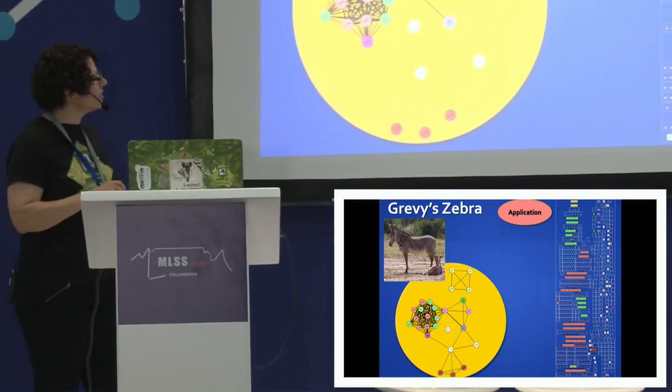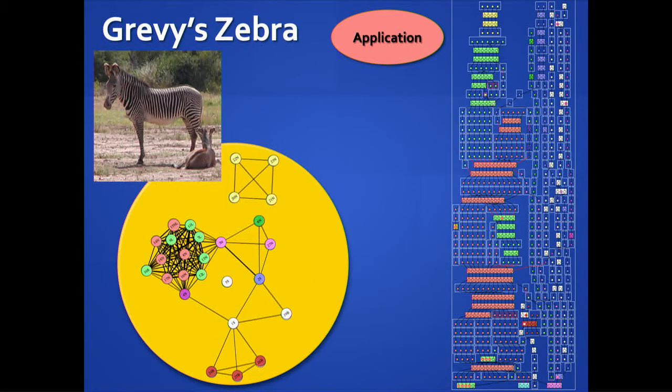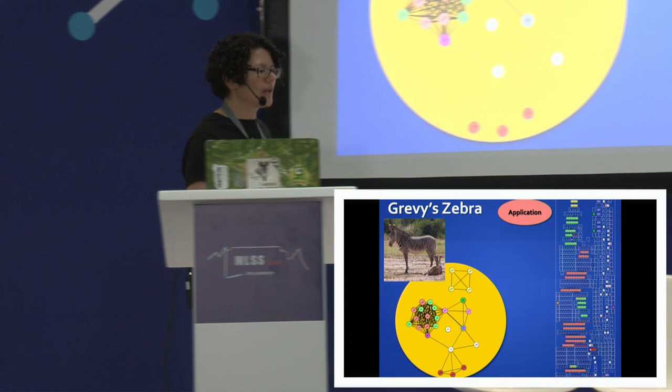In this blob, there are red nodes and green nodes, and there are a couple of pinkish nodes that are just visiting and not part of the community. But the red and green ones are this one big community, where the green on the left is the stallion, the male, and the rest is his harem. The green nodes are lactating females, and the red nodes are non-lactating females.